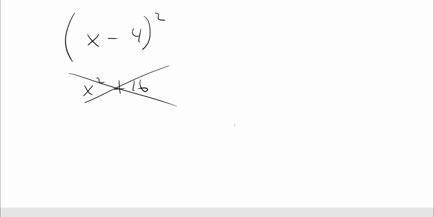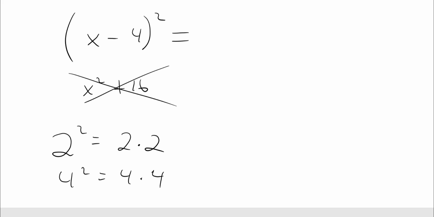Okay, so what if I give you guys a problem like this? x minus 4, and I put a squared on the outside. Now this is the bad thing to do. This is wrong, okay? Is to square that x and just get x squared and square the 4 and get plus 16. That's wrong. So what you do is you actually have to write it twice. Just like if I said, what's 2 squared? Wouldn't you say it's 2 times 2? I wrote it twice. Or 4 squared, it's 4 times 4. Well, if I have x minus 4 squared, I'm going to write this twice.